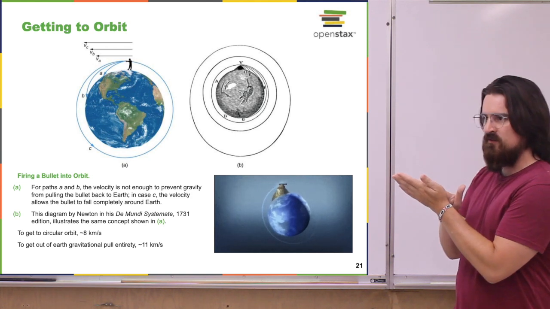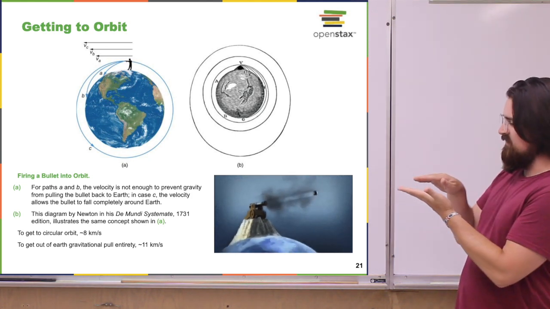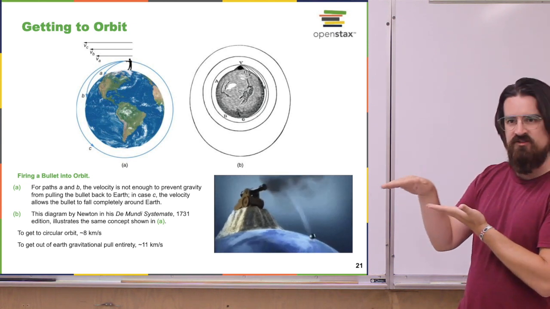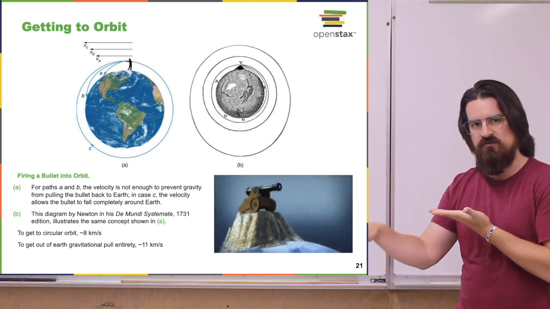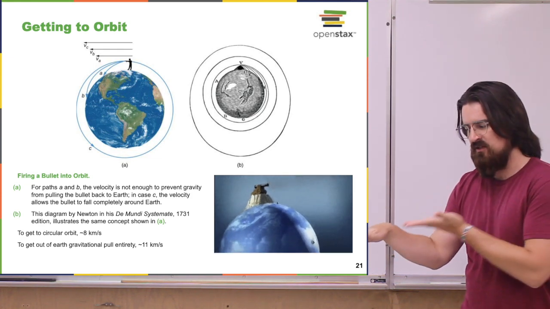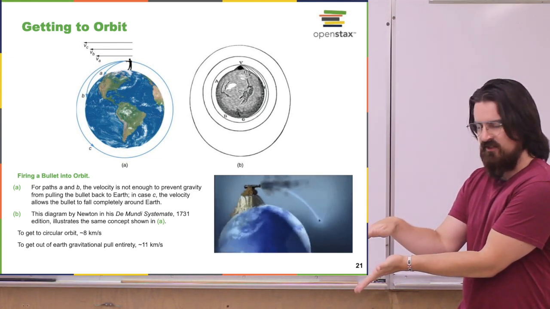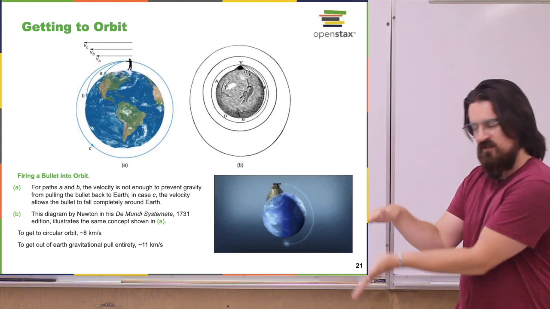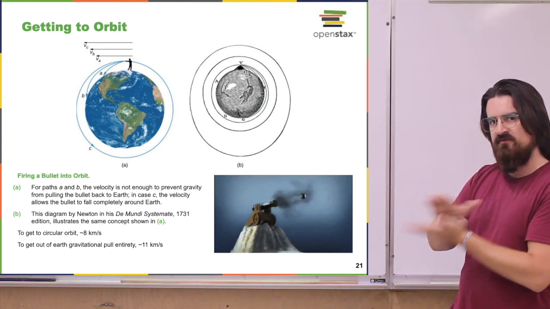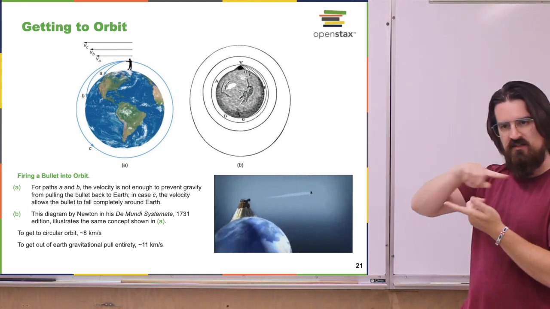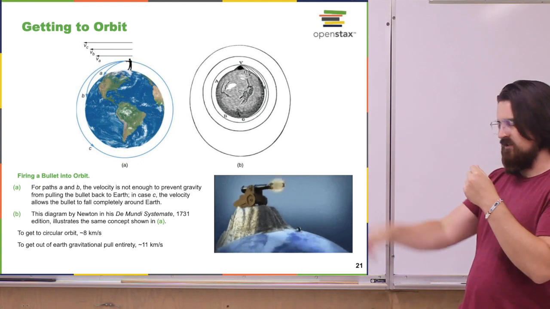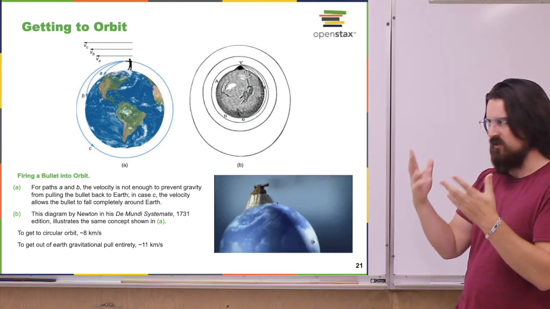You go fast enough, then it's falling, but it's going far enough as it falls that it's matching the curvature of the Earth. So it falls down this distance, but the Earth's surface is also curved down that distance, too. If you imagine throwing an object faster and faster, eventually you get to the speed where it's falling, but it never actually hits the Earth. It falls around the Earth, and it's just going to keep going, and that's an orbit.